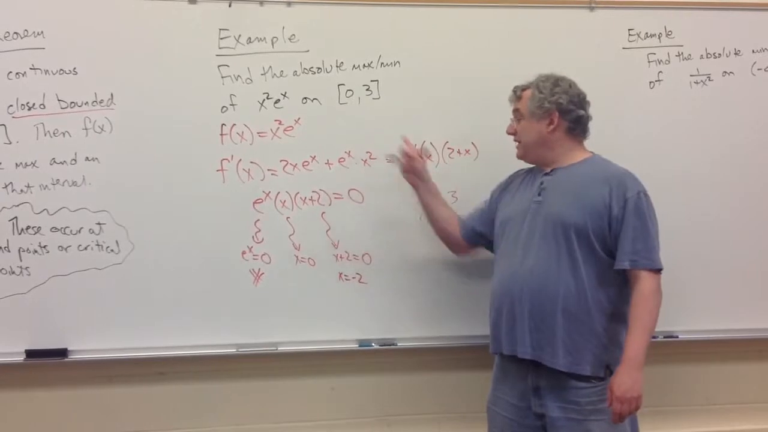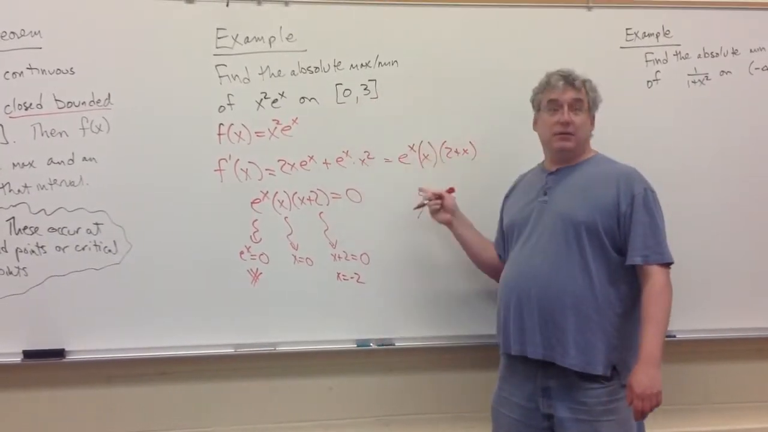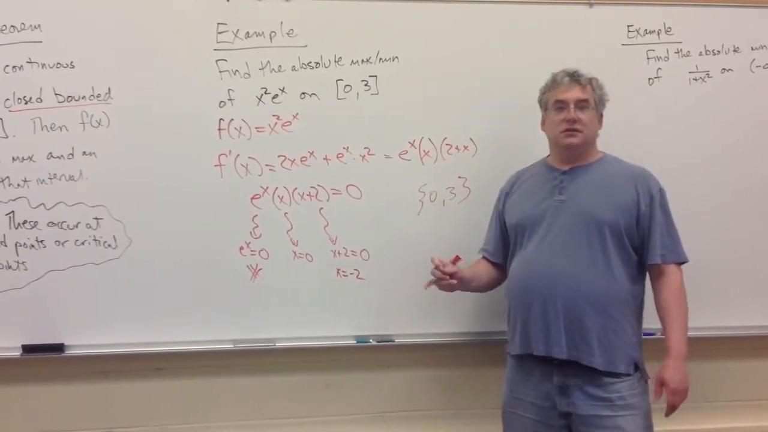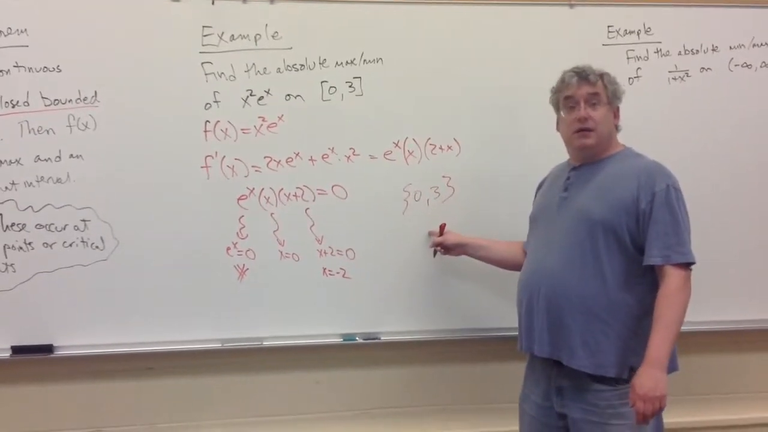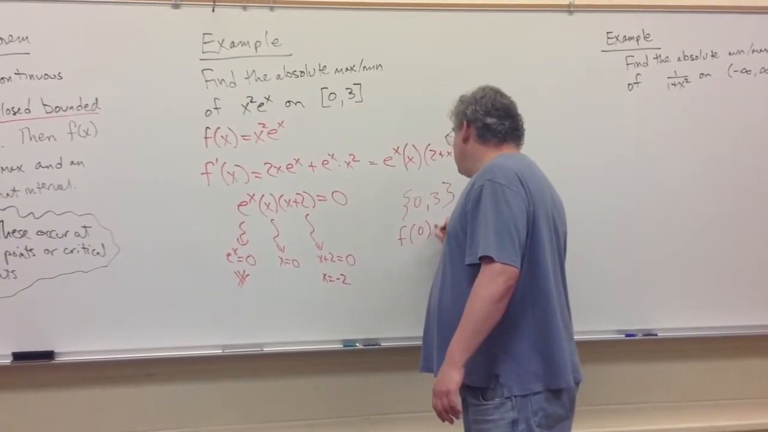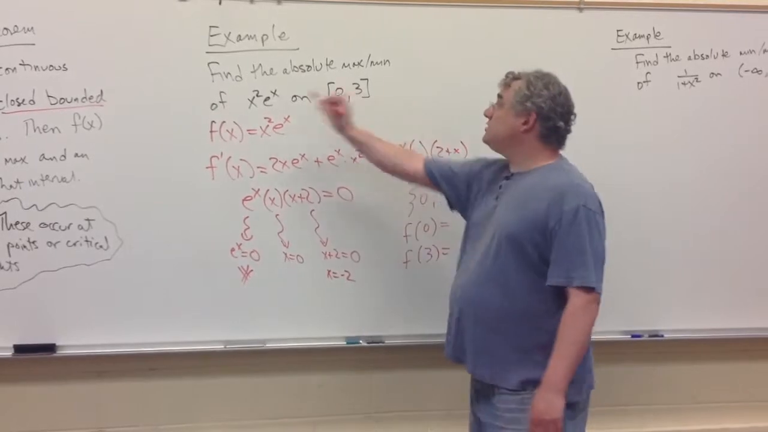Well, 0 is sort of in there, but it's already in our list. Minus 2 is not in that region, so we don't care. So, those are our interesting points. What does that mean? That means the absolute min and the absolute max are in this list. How do we find them? Well, plug them into the original function. Not into the derivative, plug them into the original function.